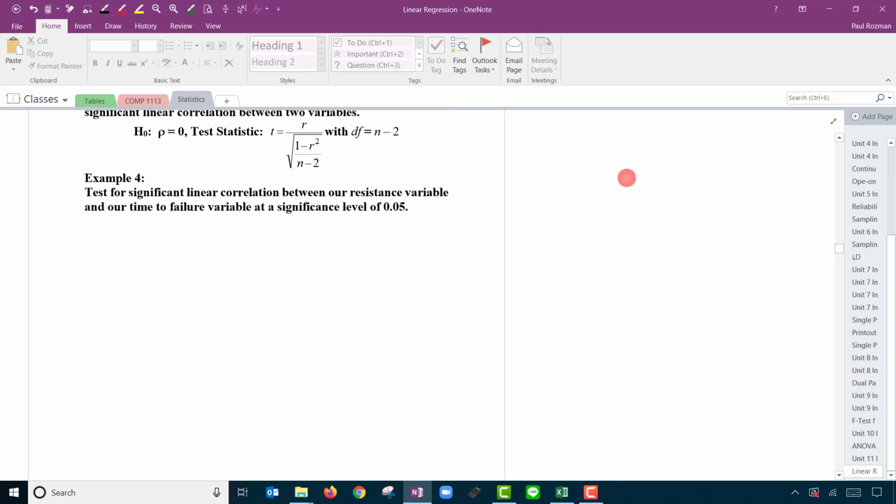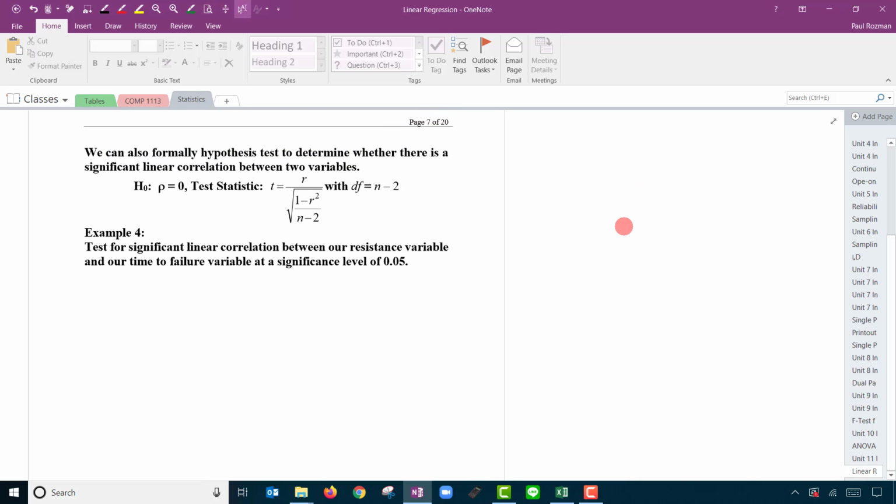I don't believe Excel automatically gives us the p-value for this test, so we'd have to do this one ourselves using this test statistic. Notice the degrees of freedom are n-2. That often happens. We have two data sets, we have our x column and our y column, so we lose 2 degrees of freedom. If we're going to do this formally, we'd need our good old step 1, which is the claim.